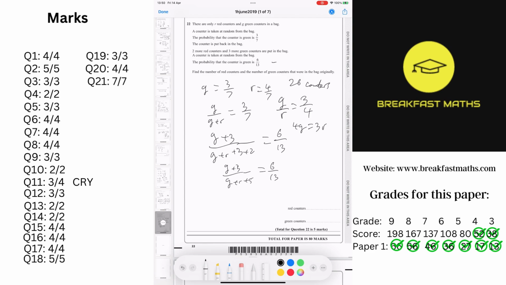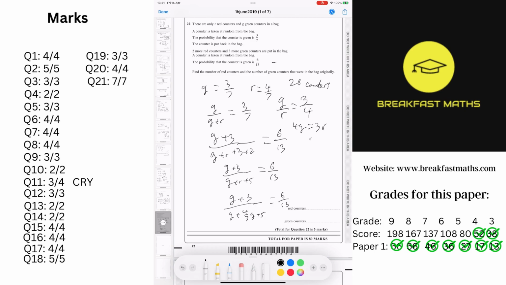Let's try it in this other equation at the bottom. No, what am I talking about? We could say this is G plus 3 over G plus, if we divide this by 3, it's going to be 4/3 G plus 5, okay, equals 6/13. Move that across, so we've got 6 times that. Surely there's an easier way than this.